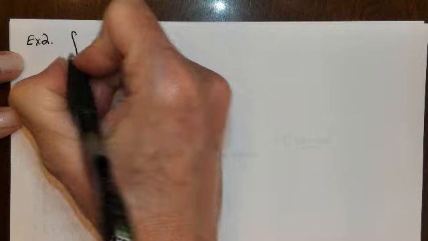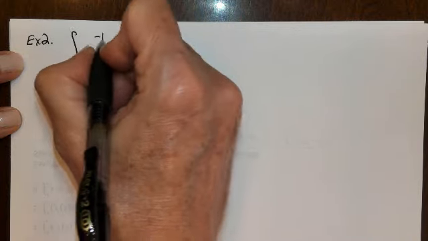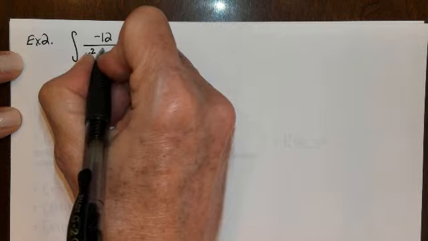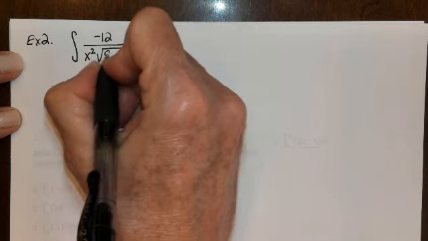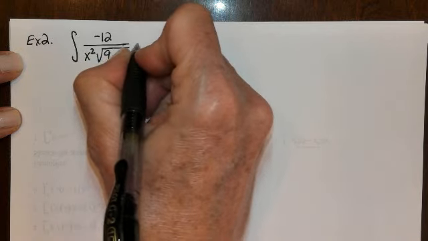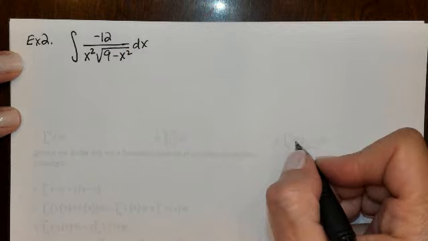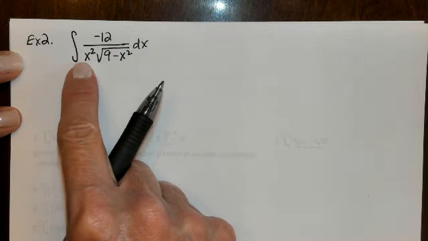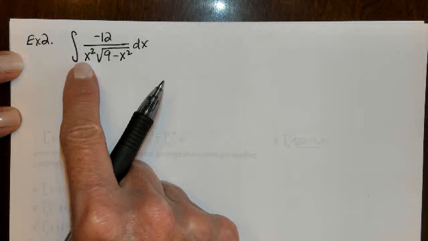In your notes, this is example 2. That very first one that we did was just a little bit of an introduction. Okay, let's look at this one: negative 12 over x squared square root of 9 minus x squared dx. This is not an arc sine because of the x squared out here, right?